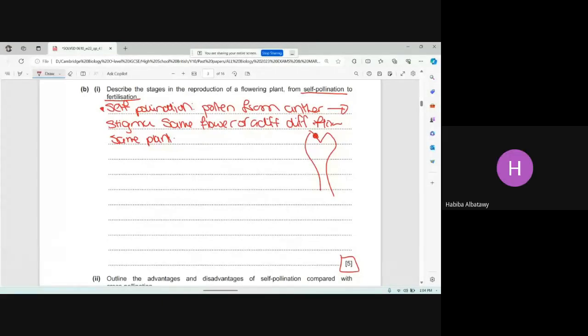It forms a pollen tube. Very good. It will germinate, as you just said, into a pollen tube. And this pollen tube, where does it go? To the ovary. Very good. It will move down the style. How does the pollen tube keep on moving down the style? It releases an enzyme to digest the style. Correct. It releases enzymes that will digest the style so that it can move down.